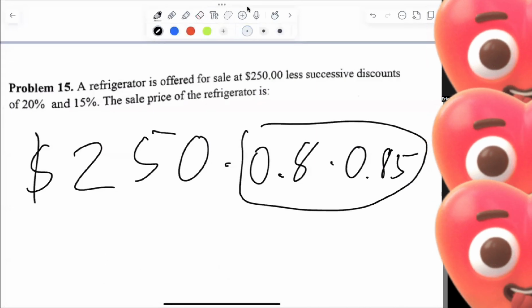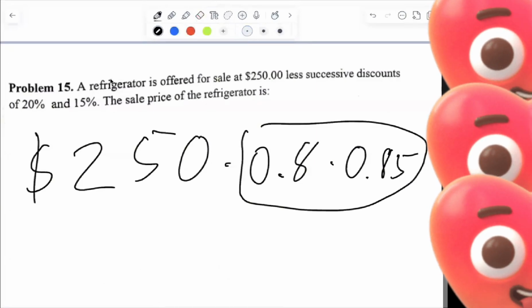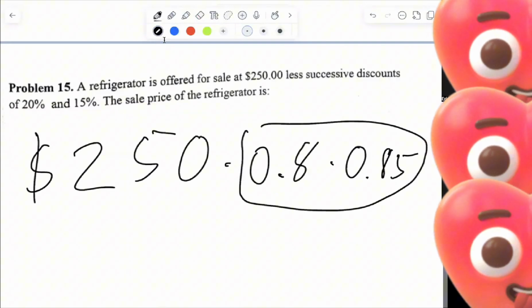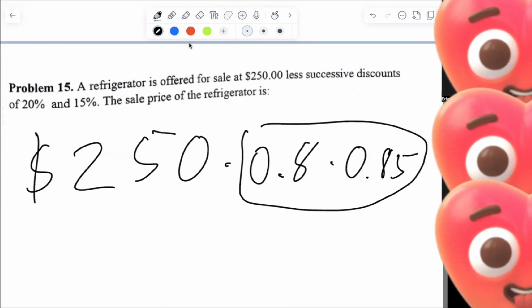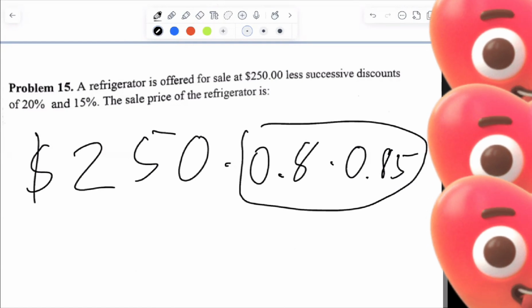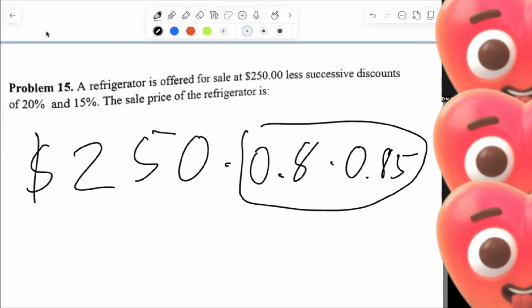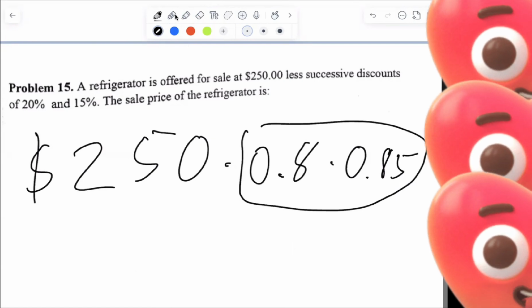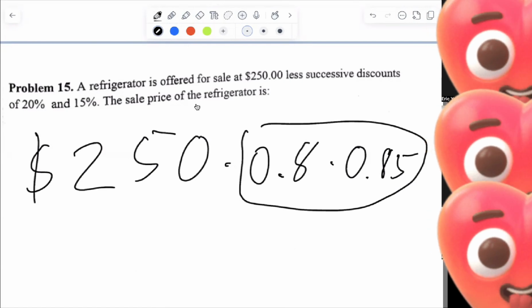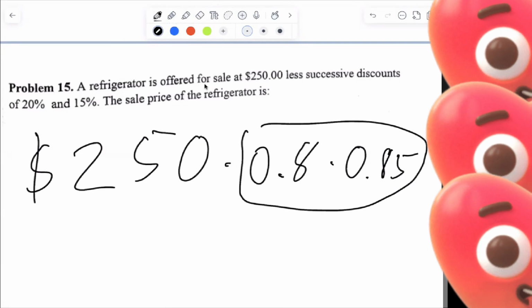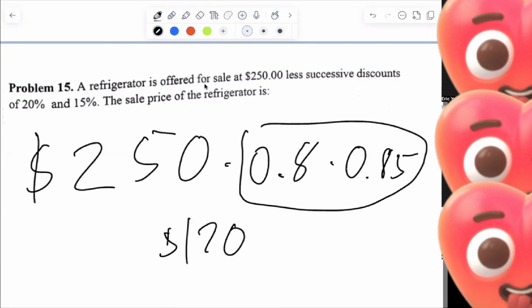Or we can just calculate this. I'll calculate it. 0.8 times 0.85 is 0.68, times 250 is 170. So the answer is $170.